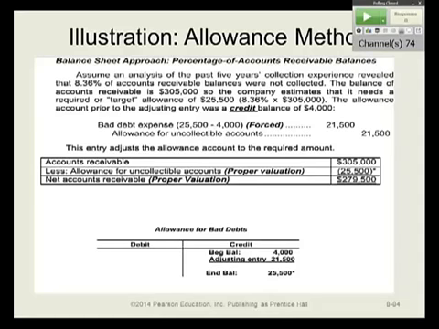All right, so any questions on that notion of forcing the expense versus forcing the allowance?